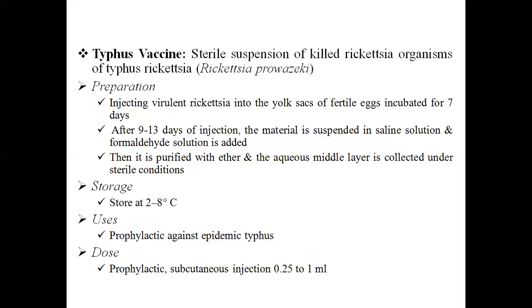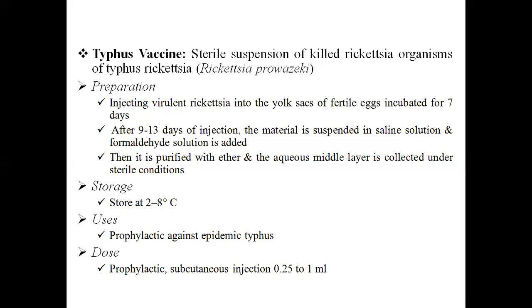The suspension containing 10 to 15% weight by weight of yolk sac tissue is purified with solvent ether, and the aqueous middle layer is collected and it is distributed into sterile containers under aseptic conditions. The vaccine must comply with the test for sterility and the test of undue toxicity for vaccines and sera.